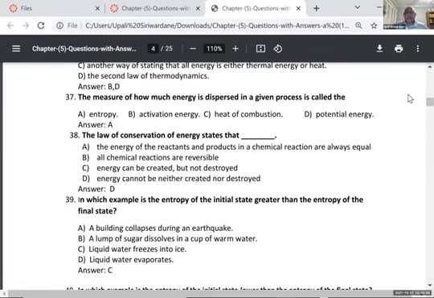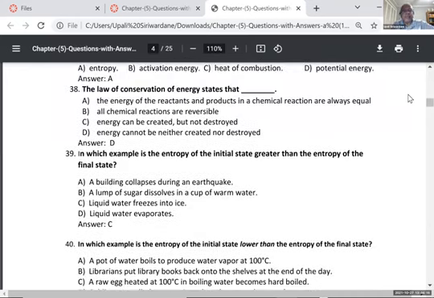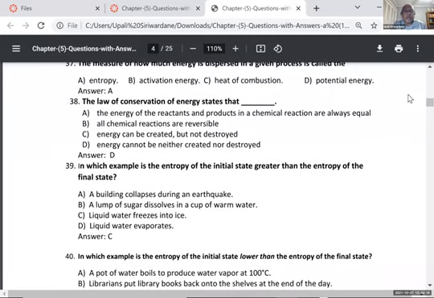The energy that is released without being converted to electricity and other useful forms is called dispersed, and in a given process is measured as disorder in the universe. The law of conservation of energy: energy can be created but not destroyed. The law of conservation of energy states that energy can be neither created nor destroyed. That's D. C is not correct.